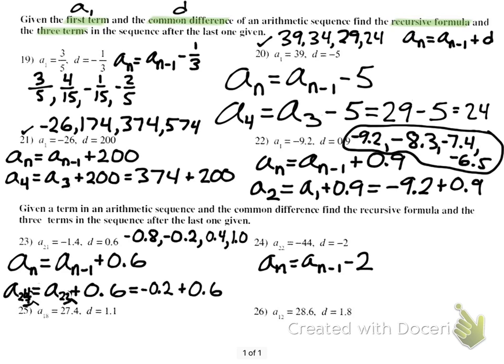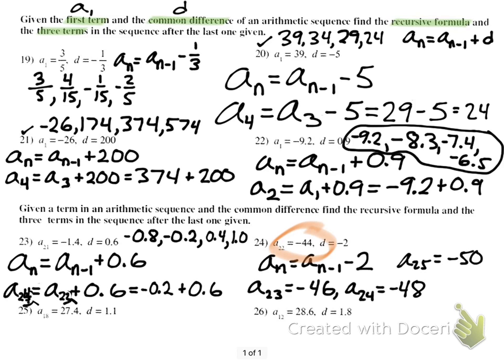All right, number 24. Really quickly, a sub n is going to equal a sub n minus 1, and the common difference d, you are taking away 2. So to find the next term in the sequence, a sub 23, you're just taking away 2 each time. So starting at negative 44, the recursive formula is saying minus 2. So a sub 23 is negative 46. Then take away 2, you get negative 48. Take away 2, you get negative 50. Those are the next terms.